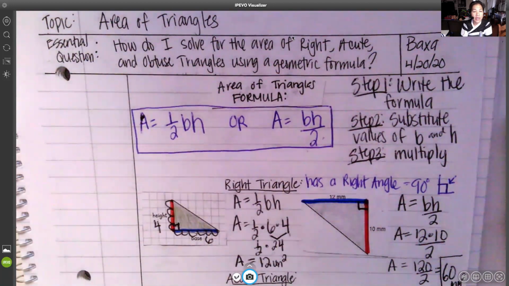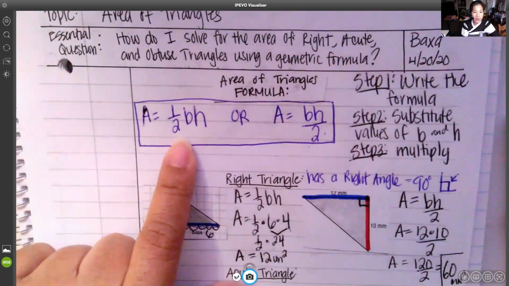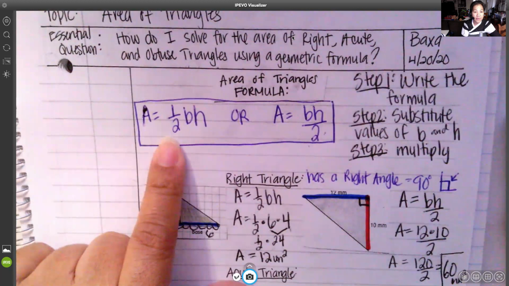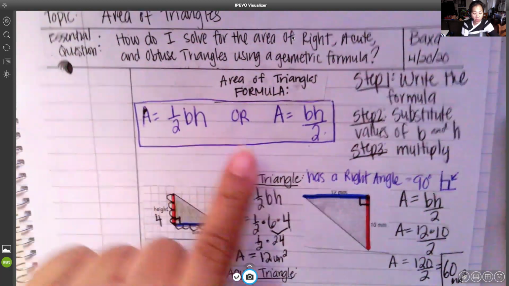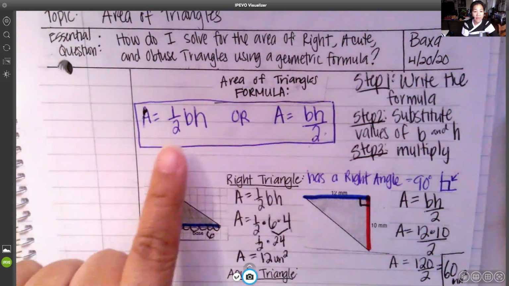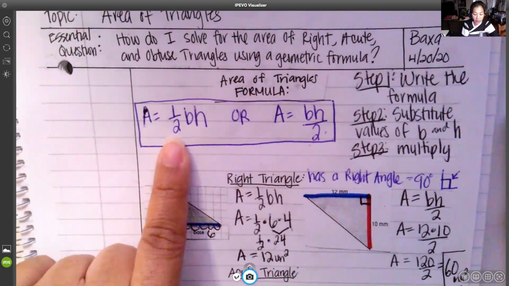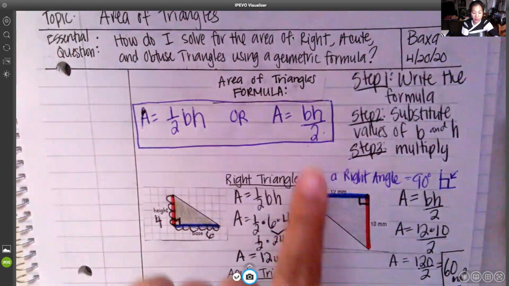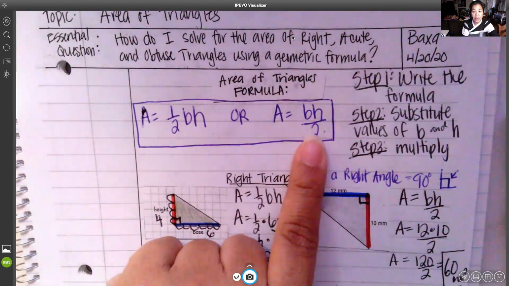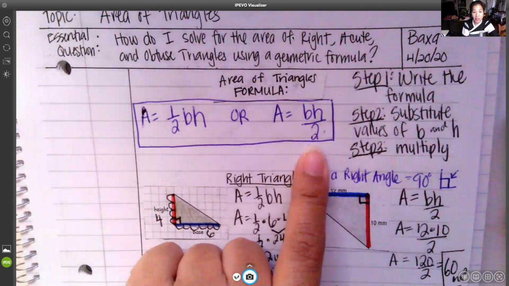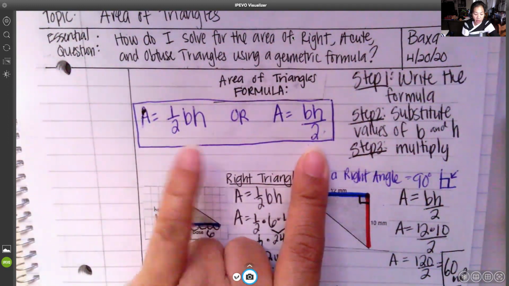So today we are going to continue practicing finding the area of a triangle. And recall yesterday we have the formula A equals 1/2 times base times height, or remember 1/2 is the same thing as dividing by 2. So we can either use this formula, which is the same thing, A equals base times height, and then divide by 2. Okay, so either formula works.